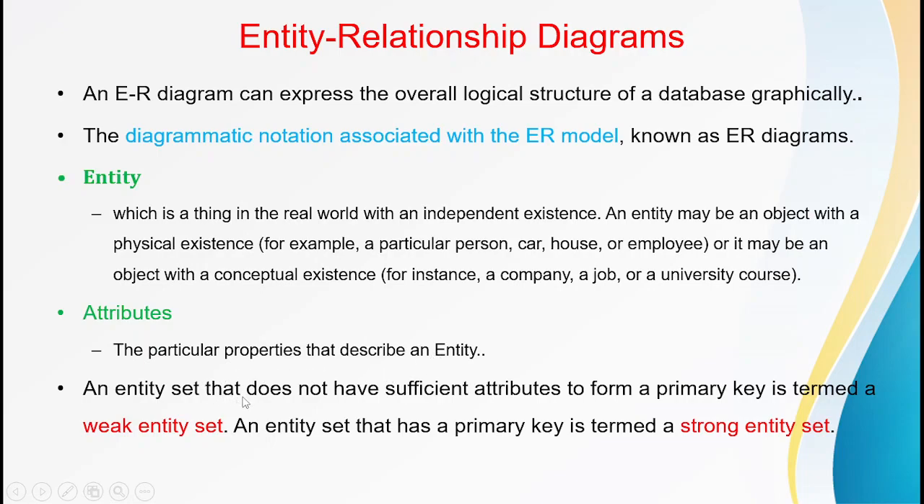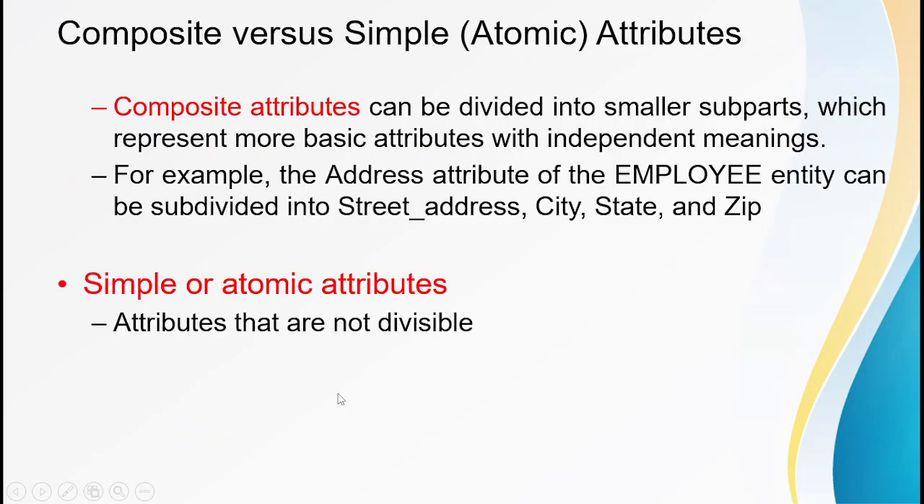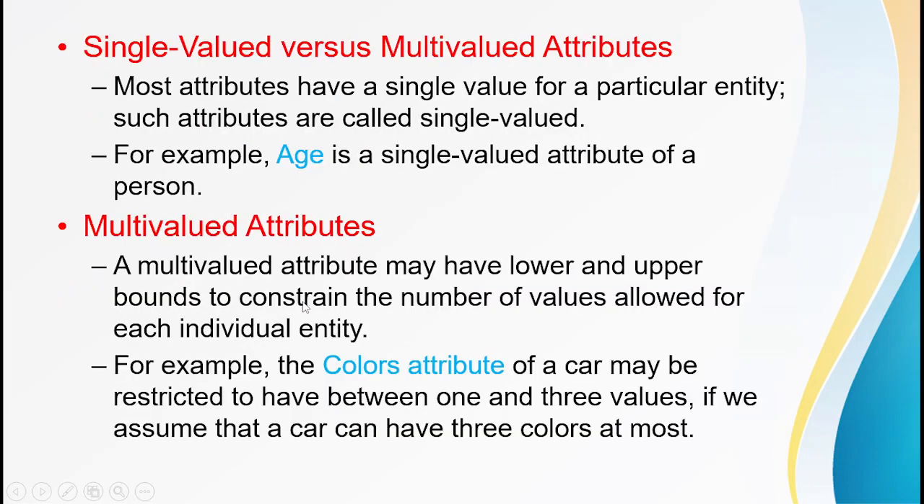Suppose an entity set does not have sufficient attributes to form a primary key, then it is called a weak entity set. If it has a primary key, then it is a strong entity set. Composite attributes. A composite attribute can be divided into smaller subparts which represent more basic attributes with independent meanings. For example, the address attribute is a composite attribute. Simple or atomic attributes are those that are not divisible.